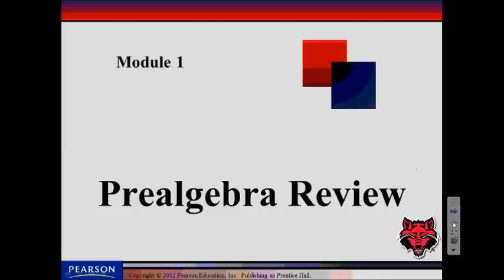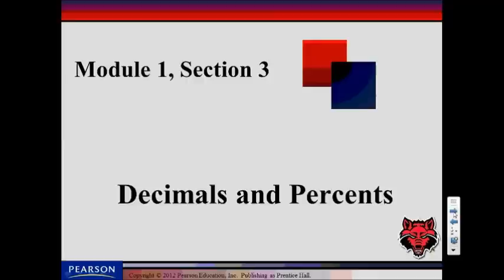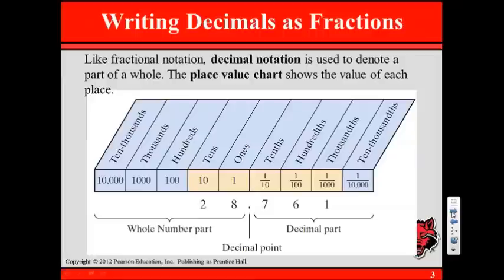This is the third and final video for Module 1. And in Module 1, Section 3, we are going to discuss decimals and percents. So just like fractional notation, just like when we dealt with fractions, decimal notation is used to denote a part of a whole. The place value chart shown below shows the value of each place.